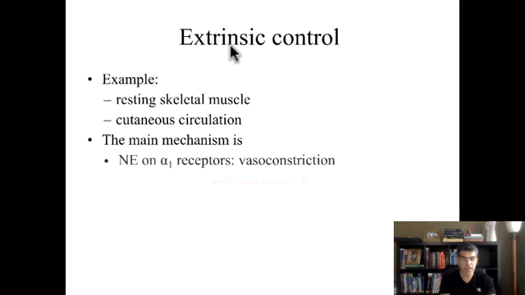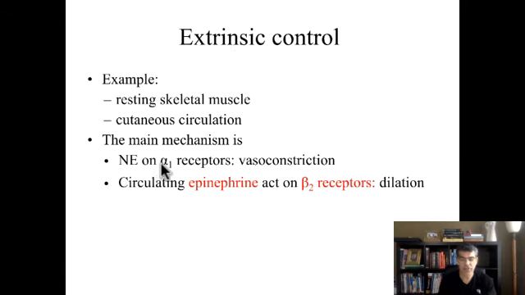The main player would be here sympathetic nervous system that uses alpha-1 receptor, or epinephrine that comes from adrenal gland and uses beta-2 receptor. Let me remind you one more time, sympathetic nervous system releases norepinephrine, and norepinephrine has a very high affinity for alpha-1. When norepinephrine sits on alpha-1, it causes vasoconstriction. Epinephrine, that mainly comes from adrenal gland, has a high affinity for beta-2. Epinephrine is going to sit on beta-2, and beta-2 is going to cause dilation.